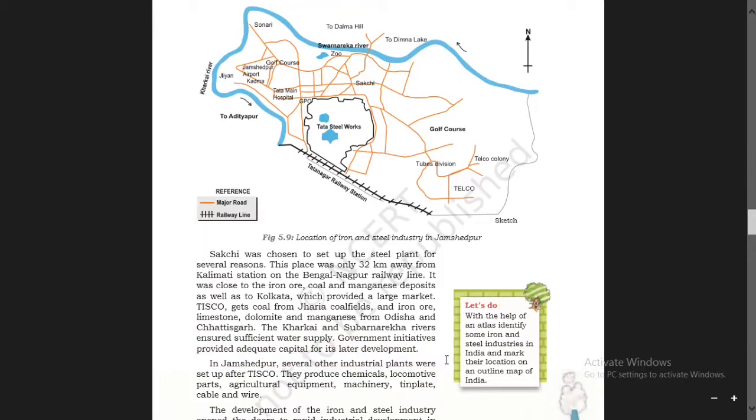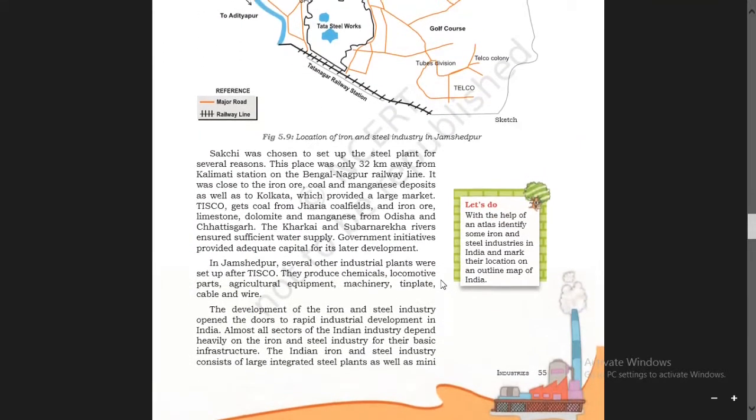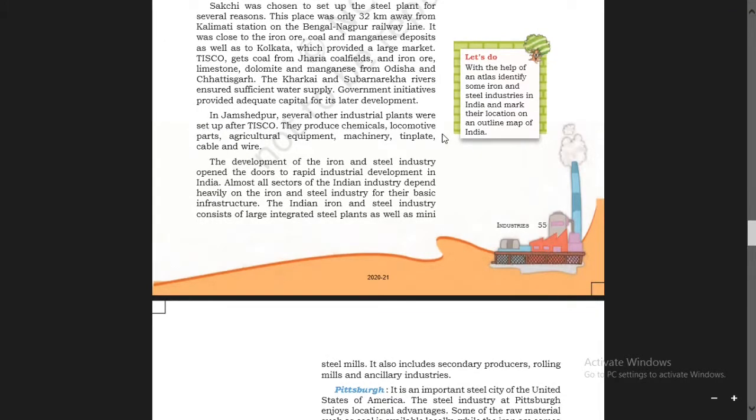So you see the location, what is necessary here for establishment of this industry. It has been mentioned here, and the government also provided adequate capital for its later development. In Jamshedpur, several other industrial plants were set up after TISCO. They produce chemicals, locomotive parts, agricultural equipment, machinery, tin plate, cable, and wire.